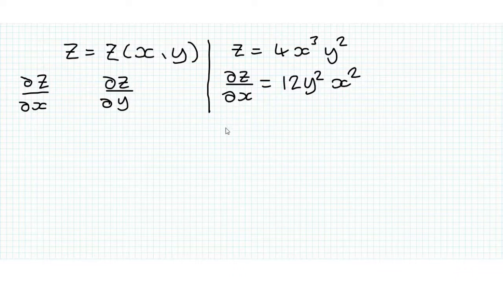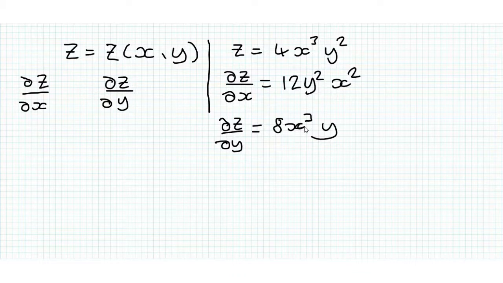And then we want to find partial dz by partial dy. So now we're keeping x constant, so our constant is 4x cubed, and this is, well, you take the 2 down from the y, so you get 8x cubed y. Okay, so that's a pretty simple example.